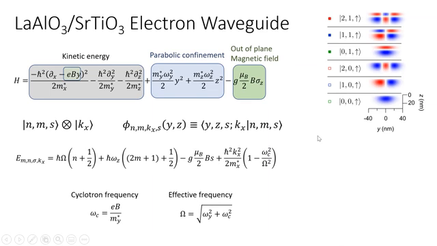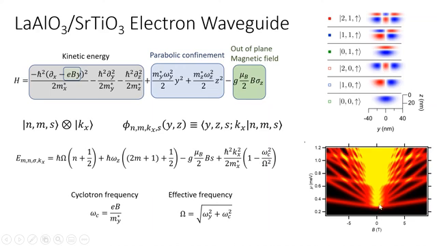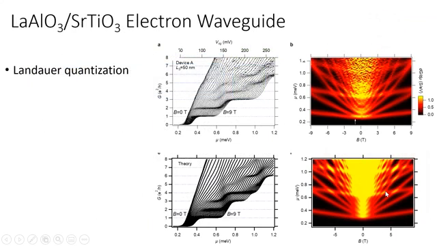So if we were to plot them for different values of n and m as a function of magnetic field, these would be the values of the energies of these distinct subbands as a function of magnetic field. So it turns out that we have really good agreement with the experimentally measured quantum wires. So the bottom is the theory, the modeling, and the top set of curves is the experimental data.